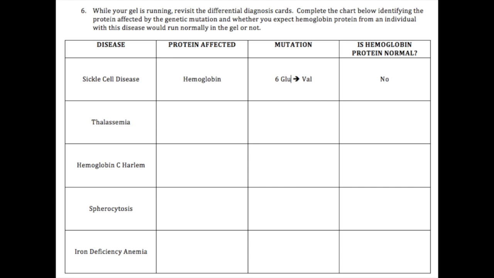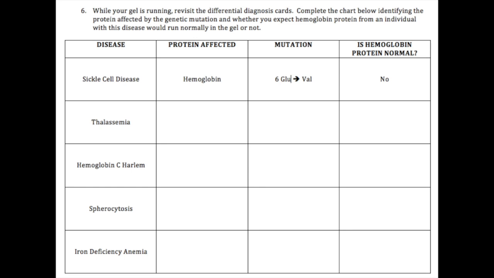Before we run the gel, let's make some predictions. Use the differential diagnosis cards posted under announcements on Canvas to complete the chart below. This chart will help you identify what protein is being affected by each of the diseases that we're still considering. Our patient at this point could have sickle cell disease, thalassemia, hemoglobin C Harlem, spherocytosis, or iron deficiency anemia.